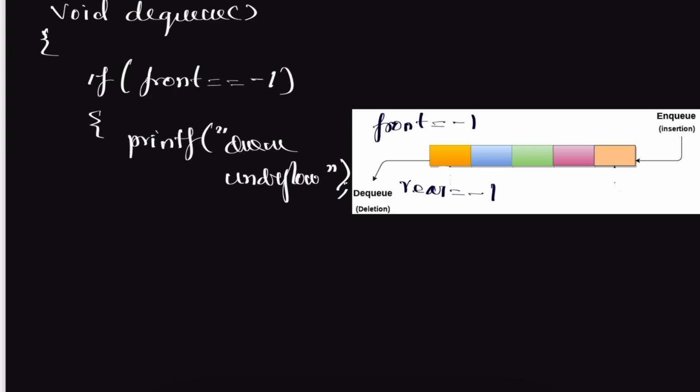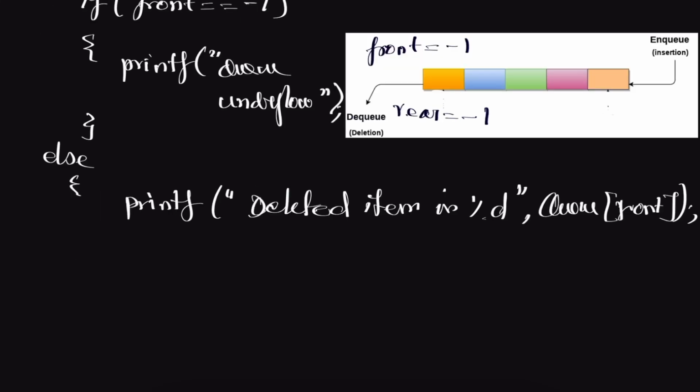Suppose if the conditions are true, we can say printf Q underflow. What is called underflow? There are no elements in the queue. And if the condition fails, what will happen? We can delete some elements from the queue. So before we do the deletion operation, we have to print the value. Why? Because once we reduce the index position, we can't get the data item from the queue.